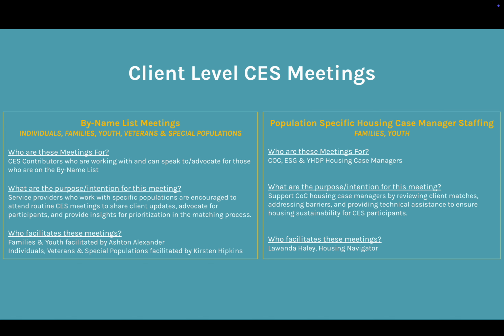The 2 meeting groups that were just mentioned are client-level meetings. Here's a more in-depth breakdown of who should attend and who facilitates these meetings. The by name list meetings are extremely important because this is where you as a CES contributor can advocate for your clients. The Housing Case Manager meetings are for the COC, ESG, and YHDP case managers. Here you review client matches and address any barriers to getting these clients moved into housing.